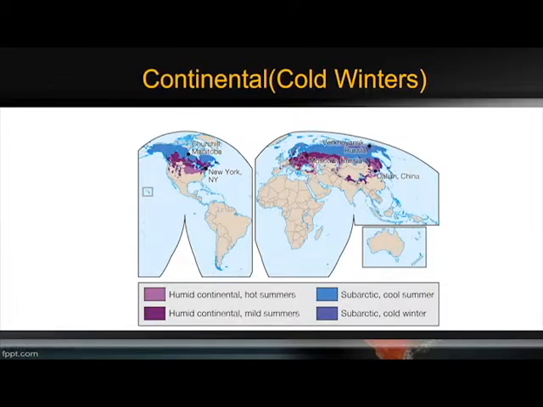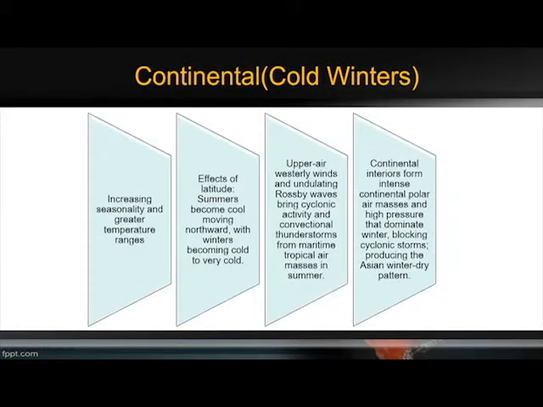So you start getting colder, that means latitude. Then you go from subarctic cool summer to subarctic cold winter. Let's see more details about this type of climate. So increasing seasonality and a great temperature range.